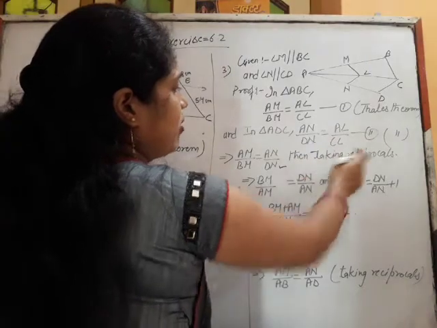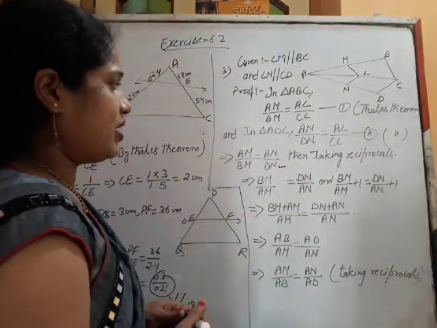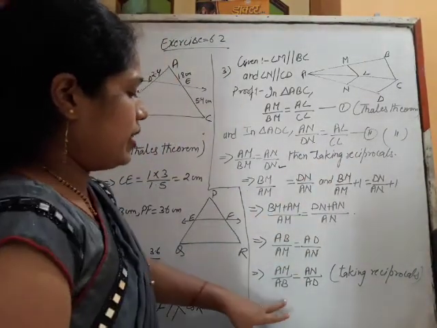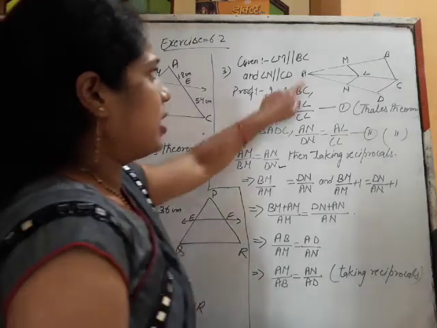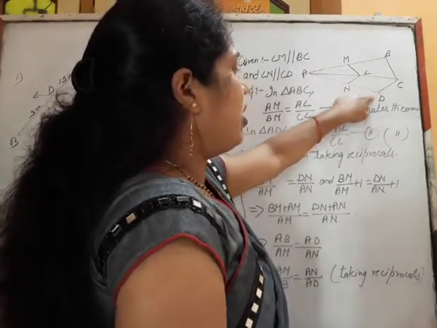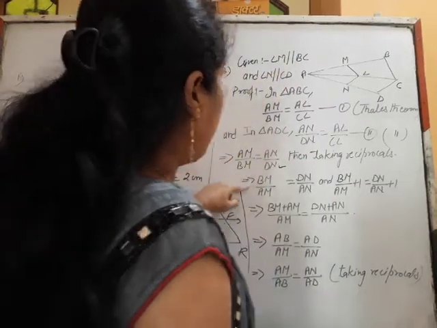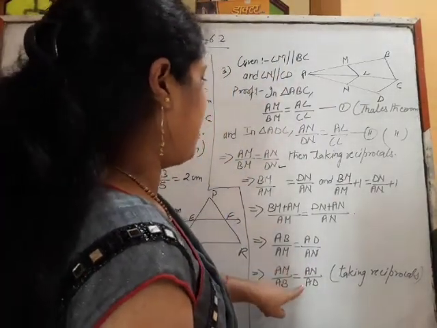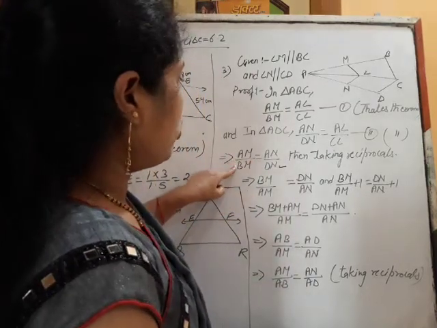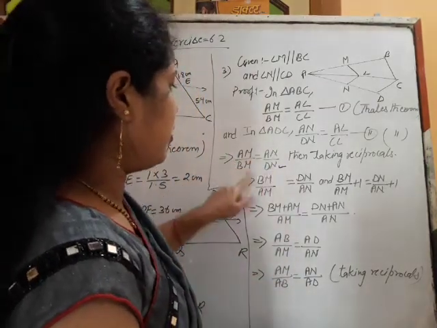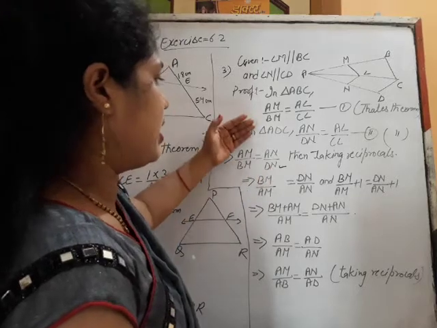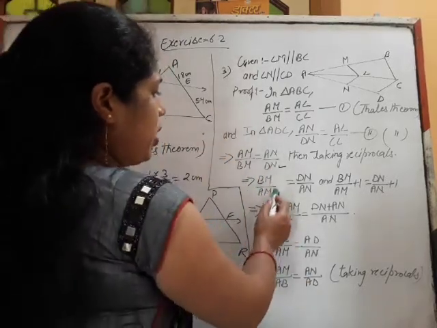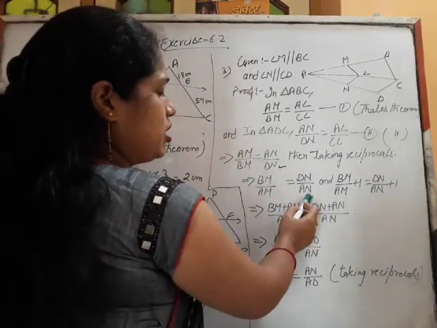Now, taking reciprocals. Why are we taking reciprocals? Because in the proof we have AB and AD. When we take the reciprocal, we want AM upon AB and AN upon AD. But here we don't need BM and DN in the result. So we will reciprocate it. BM upon AM it becomes, and DN upon AN it becomes.